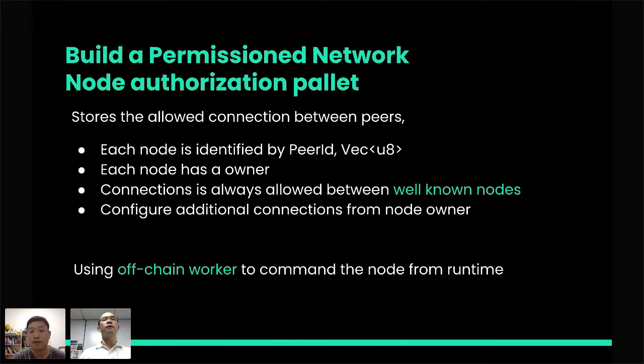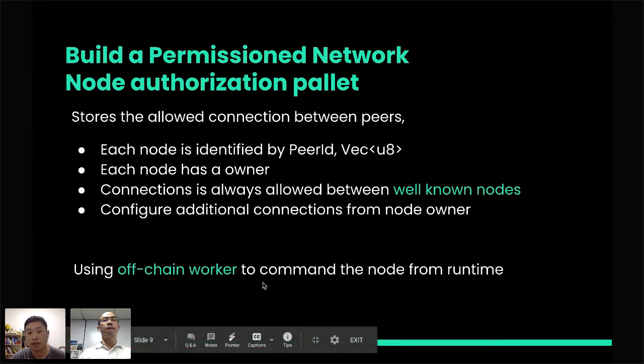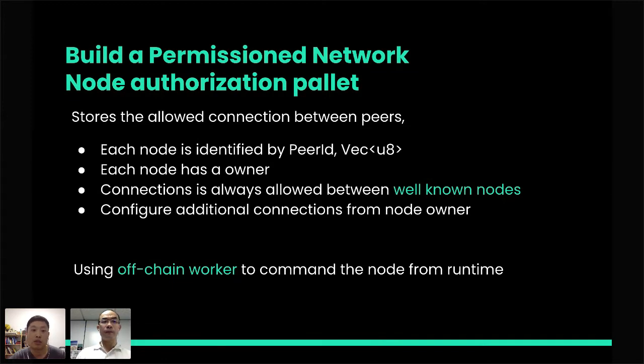But if the node decides to skip the offchain worker or doesn't want to follow its rules, it can also connect to any other node without conforming to the runtime storage. But by default, we assume that most nodes are honest and don't want to do any harm to the network in the permission network.